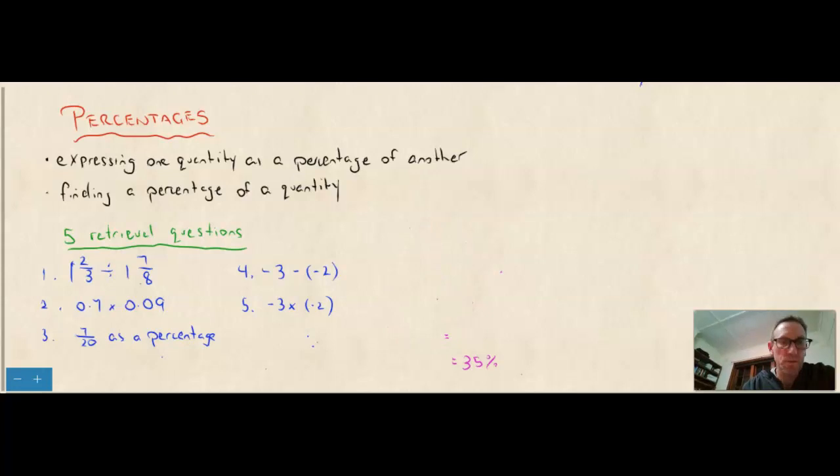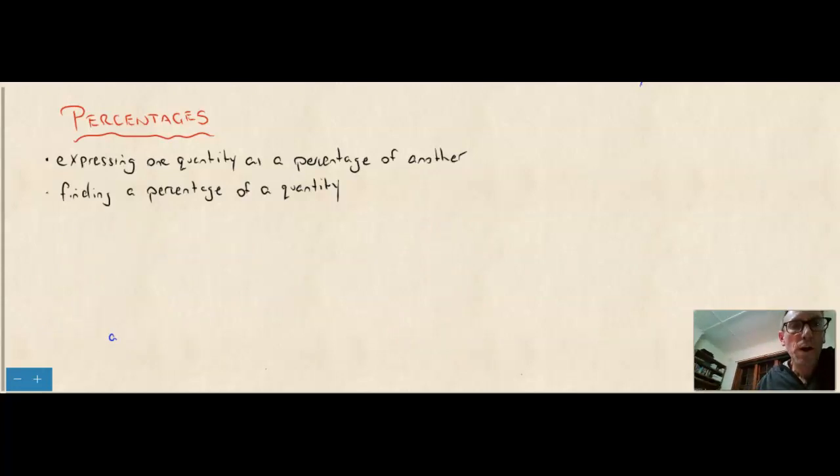Okay, so now expressing one quantity as a percentage of another. So why might we want to do that? Let's say that I told you you scored 34 marks in a test. Now, what does that tell you? 34 marks in a test. What information are you getting from that? Or perhaps more importantly, what information are you missing from this? So hopefully you're thinking, well, 34, what was it out of?